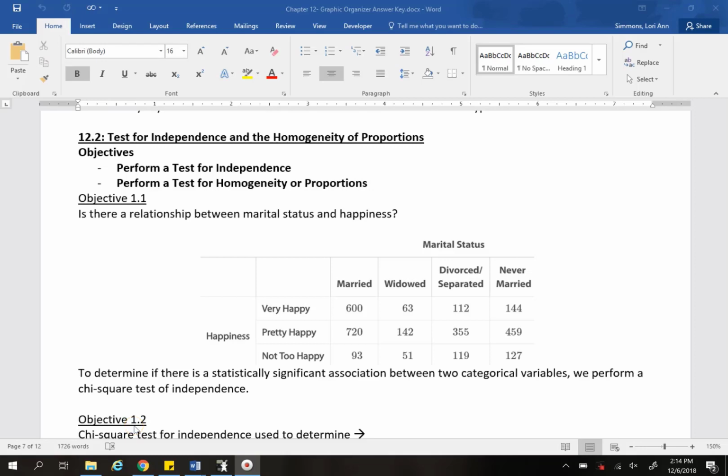Lesson 12.2, Test for Independence and the Homogeneity of Proportions. The objectives for this lesson are to perform a test for independence and perform a test for homogeneity of proportions.